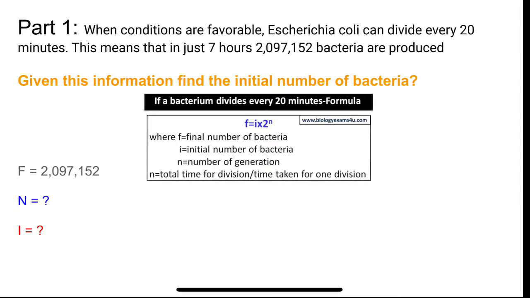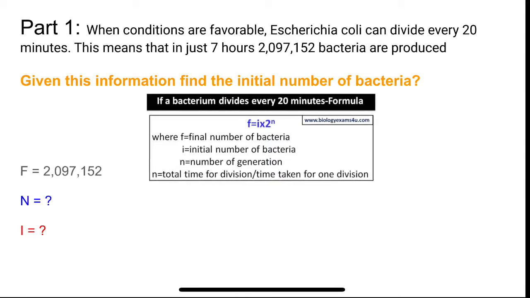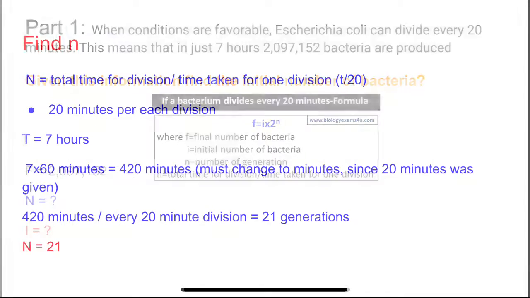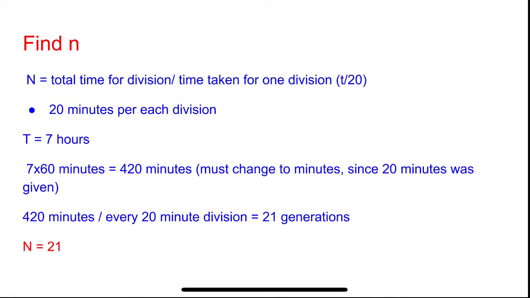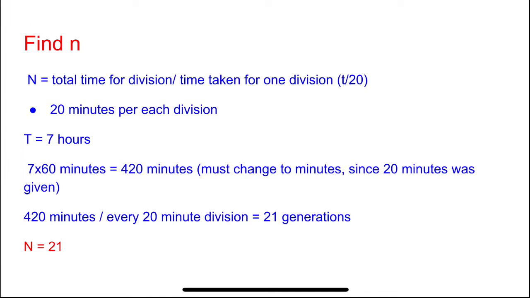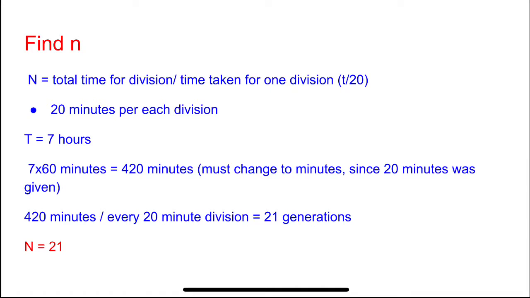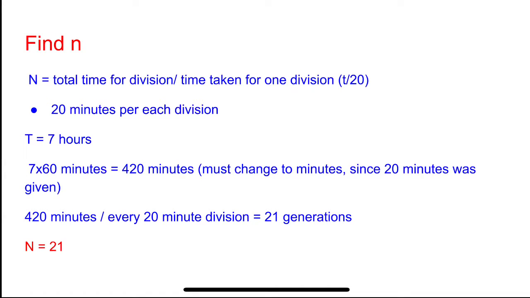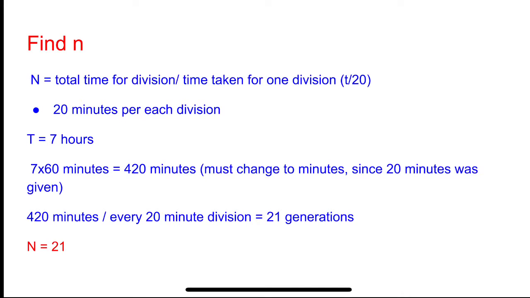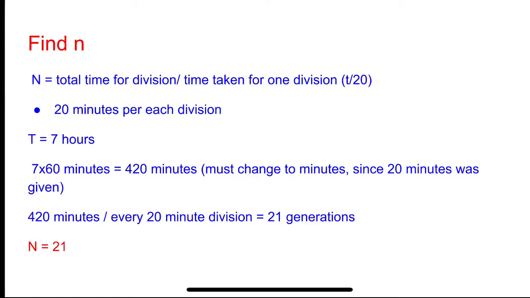You can start by filling in the final number of bacteria with the 2,097,152 number you were provided. Next, in order to find n, you must remember that n is actually t divided by the time it takes for one division. In this problem, you know that each division happens every 20 minutes. You also know what's happening in 7 hours. But since we need to convert that to minutes, you can do 7 hours times 60 minutes, which gives you 420 minutes. Therefore, you find that n equals 420 divided by 20, which equals 21 generations.